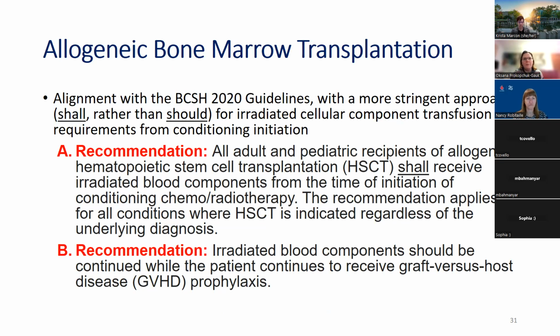Moving on to bone marrow transplantation, we did elect to align fairly closely with the British 2020 guidelines, but interestingly, where they had some "should" terminology, we have agreed that there should be "shall" terminology. So for instance, adult and pediatric recipients of allogeneic transplants shall receive irradiated components from the time of initiation of conditioning chemo or radiation therapy. Whereas the British, interestingly, have a "should" comment there. Further to that, if patients continue to have graft versus host disease, they should continue to receive irradiated blood throughout the time of receiving prophylaxis.